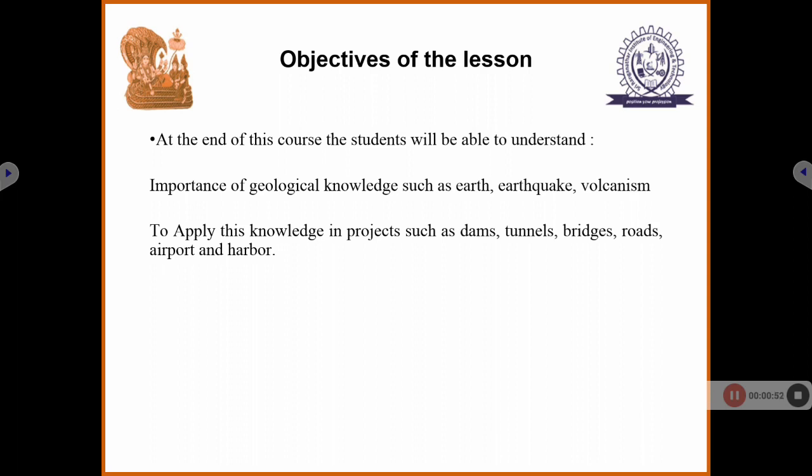Next, based upon this study of earth, how can an engineer, especially a civil engineer, interpret this data acquired towards his projects, like construction of dams, tunnels, bridges, roads, airports and harbours, and even now multi-story buildings, apartments and huge skyscrapers and tall buildings.